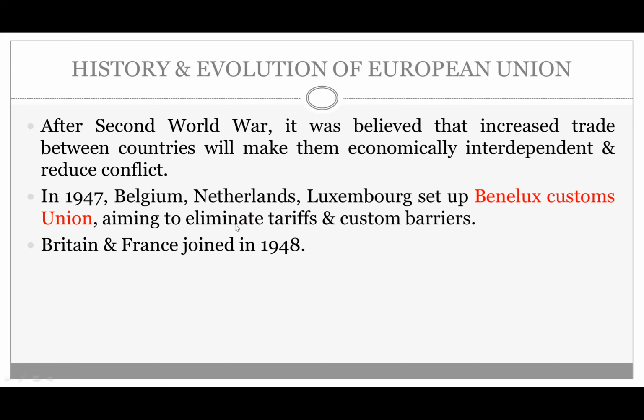So when countries come together to form a customs union, what they basically decide is to remove maximum barriers to trade. They are going to have common taxes, they are going to have lesser taxes, and hence the trade is going to increase. In 1947, Benelux Customs Union was created. In 1948, Britain and France became a part of Benelux Customs Union. This was the first baby step towards the evolution of a common economic political union in Europe.